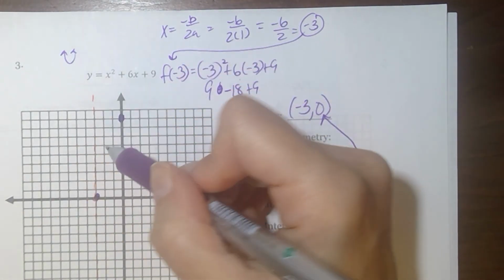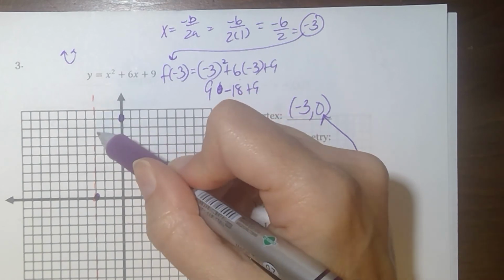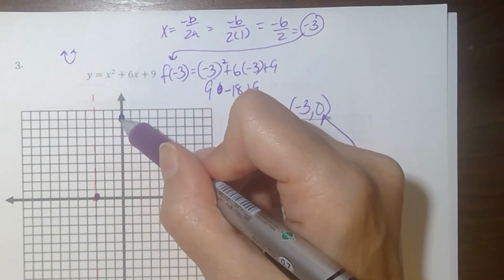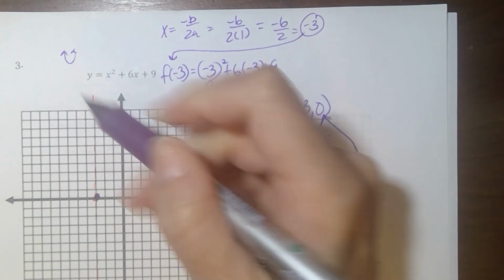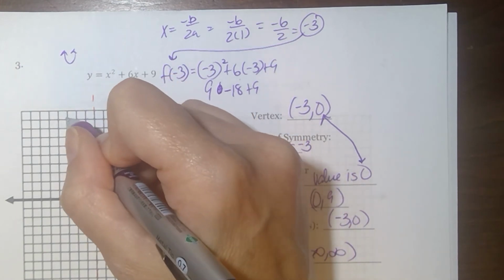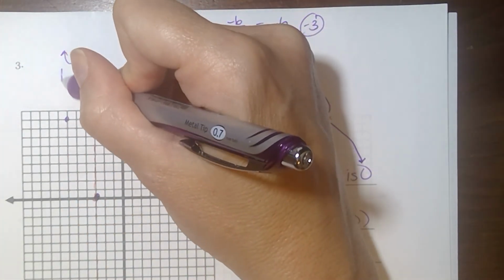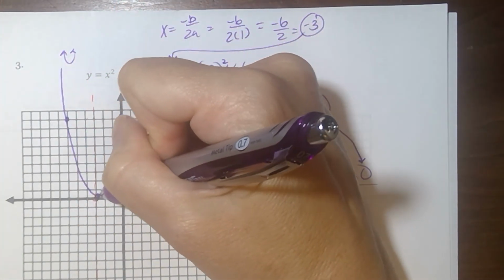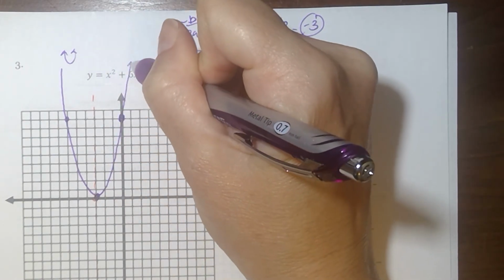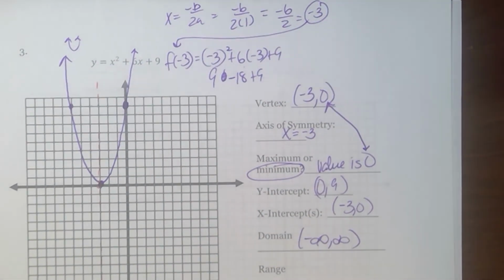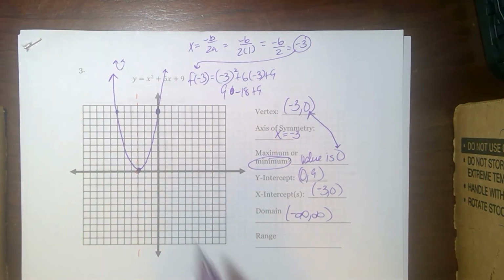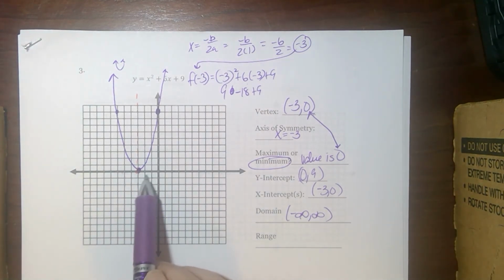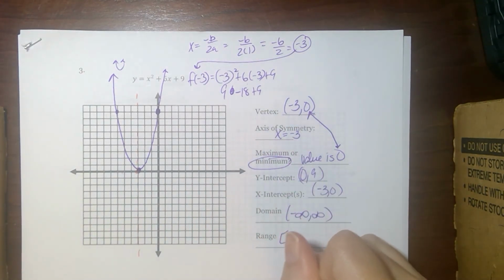If I sketch this graph, I can get another point over here because I see that I've moved 1, 2, 3 units to the right of the axis of symmetry. So I can go 1, 2, 3 units to the left, and that is a nice balanced parabola. And the range of this function is limited by the y-coordinate of the vertex. The range is from 0 to positive infinity.